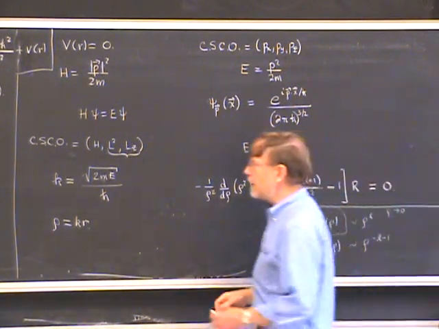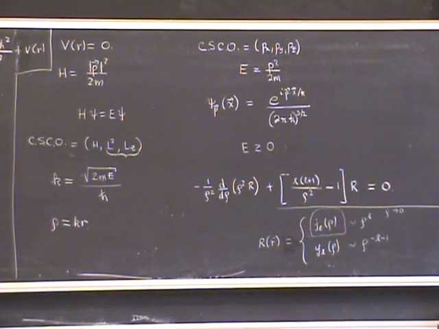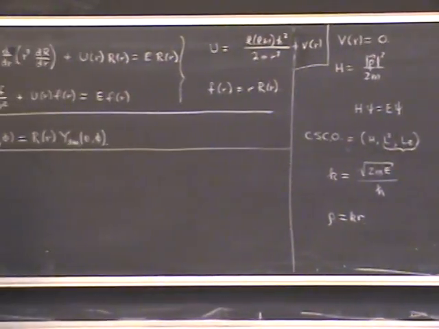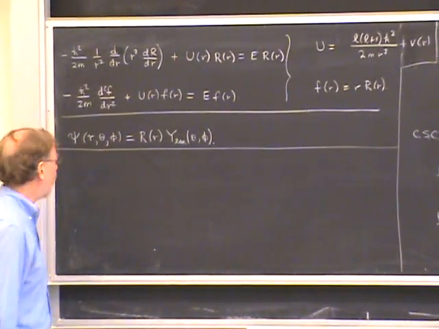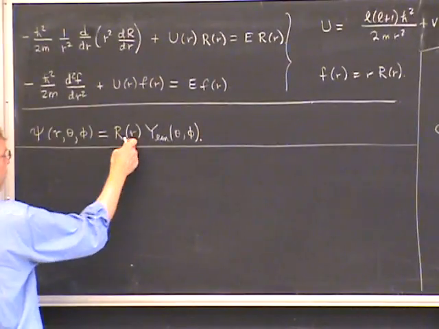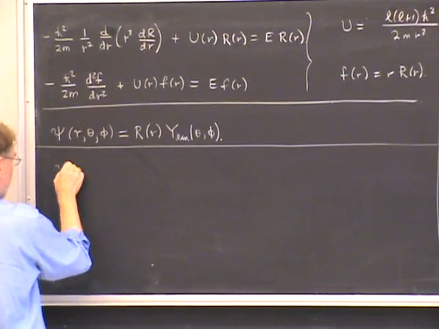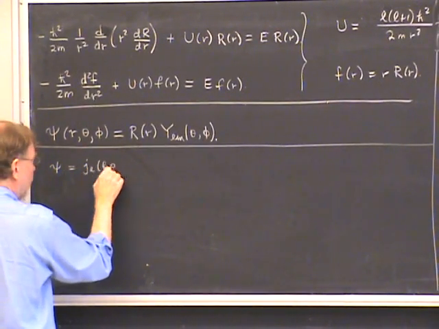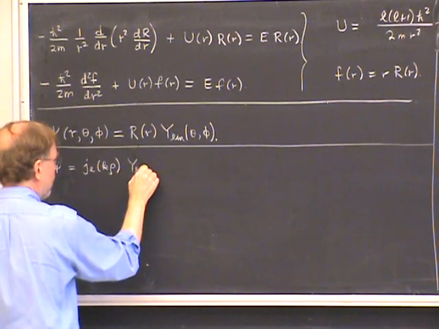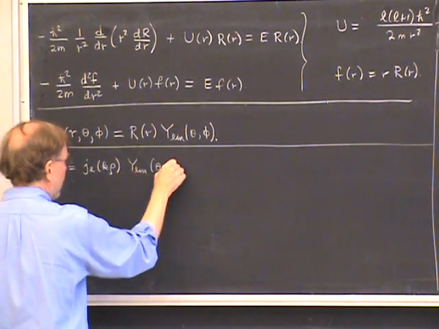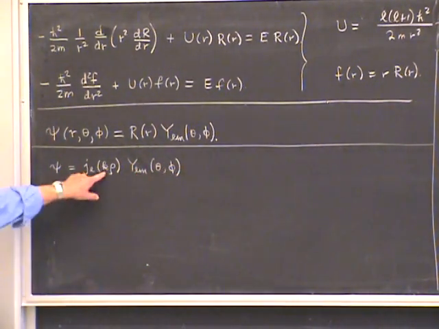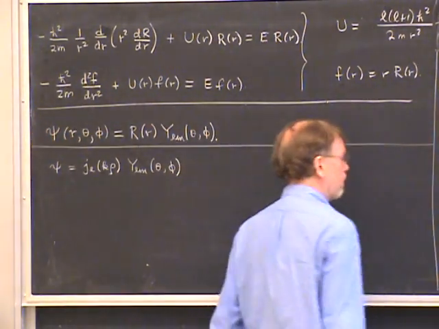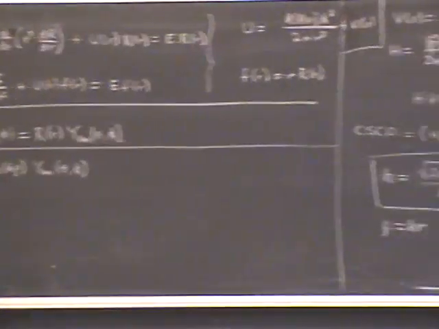And if we do that, then I'll make use of this space over here. If we do that, we now have the solution for the free particle. Just to plug in the value of the JLs, what we get is that psi is equal to JL of k rho times YLM of theta and phi. And the energy is connected with the k parameter through this substitution we made over here, the obvious connection between wave number and energy for a free particle.